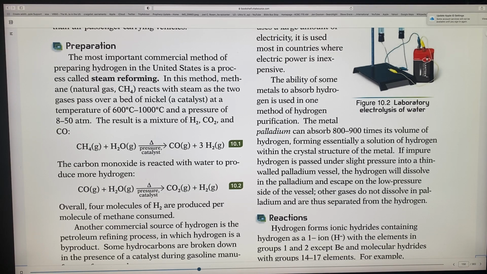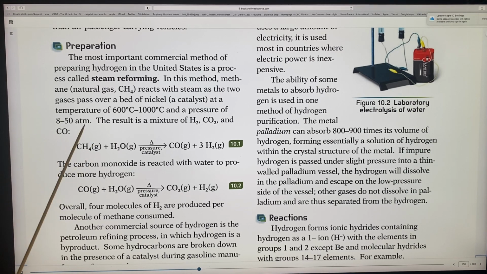The nickel is used as a catalyst to make it happen. The temperatures are very high when they do this steam reforming, at 600 to 1,000 degrees and at a pressure of 8 to 50 atm. So they have to have heat and pressure to do this. And so you'll see here, with steam and the catalyst, in the equation, always in these equations, just look here.